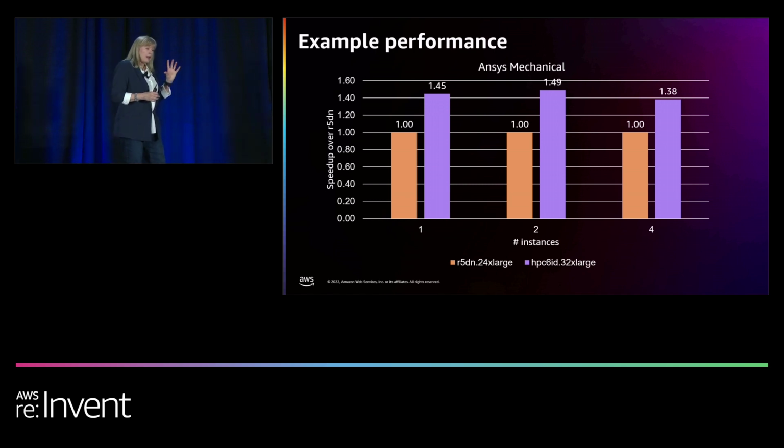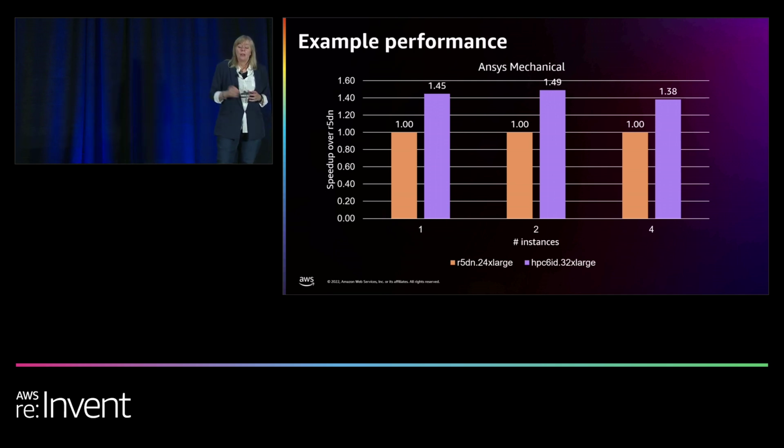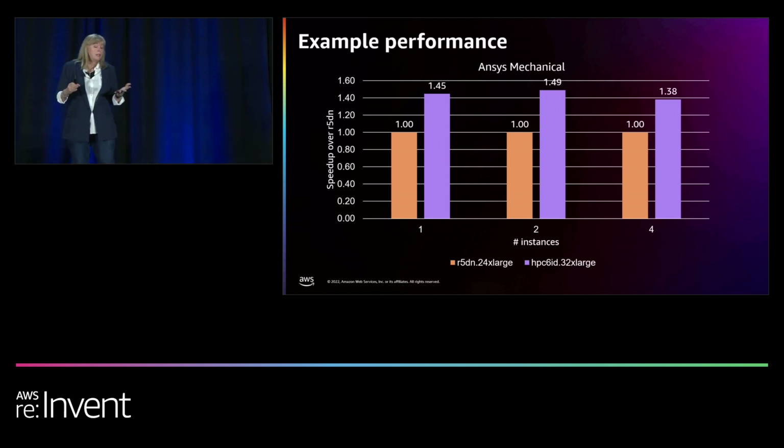As the HPC 6A, it has 100 gigabits per second. The HPC 6ID introduced 200 gigabits per second, so it's got a faster network. It's got more memory and the local disk. And you can see higher is better in this particular example. We're showing you the speed up compared to the two. So the orange is the older Skylake instance, and HPC 6ID is the purplish color.